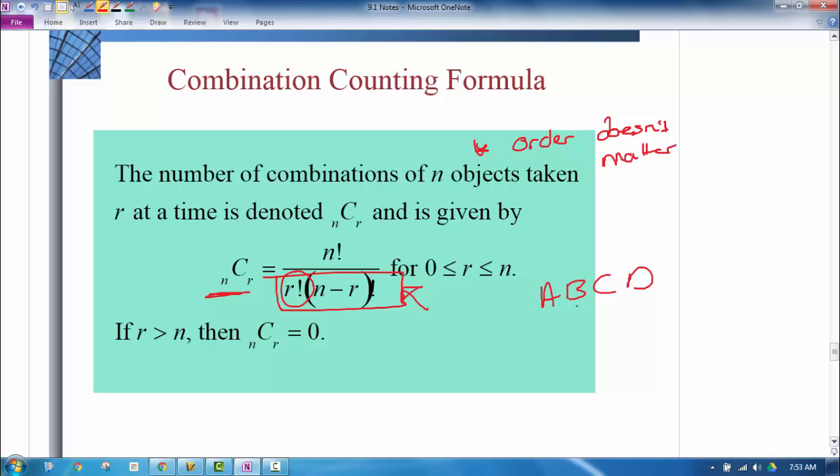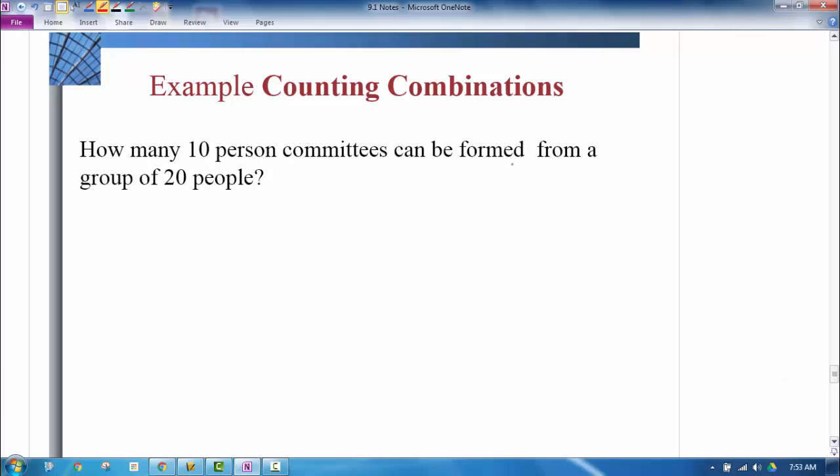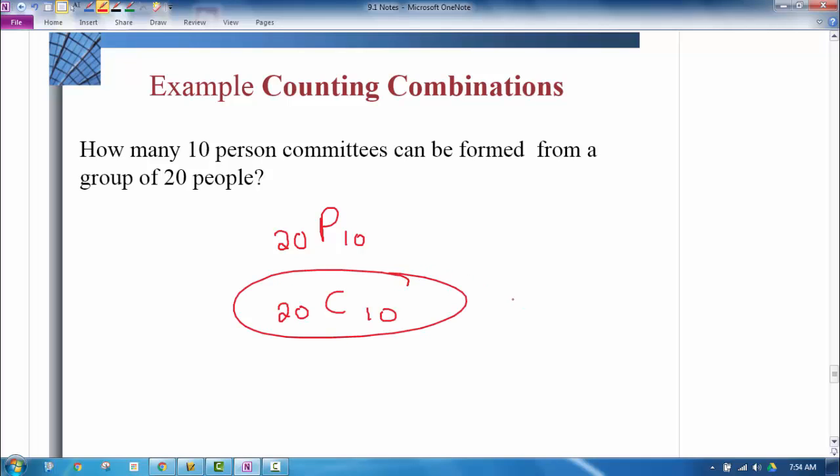Or picking. If you're picking, let's say you're picking 4 letters, and order does matter, then there's going to be a larger number of ways you can rearrange them. So here's an example. How many 10-person committees can be formed from a group of 20 people? So we need to choose whether we're going to use permutations or combinations. We're choosing 10 from 20, so it's either 20 P 10 or 20 C 10. And we're going to use 20 C 10 because order doesn't matter here. We're choosing 10 people. It doesn't say that we need to choose them in a specific order. It doesn't give us any other information. So order doesn't matter in this case.